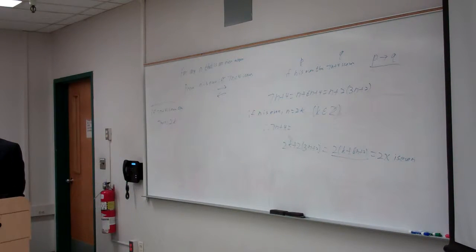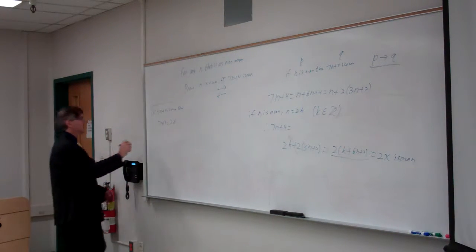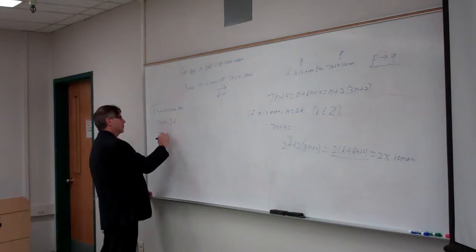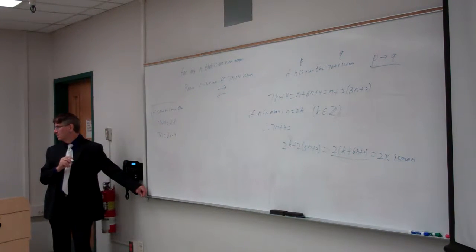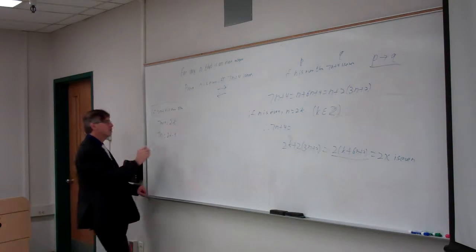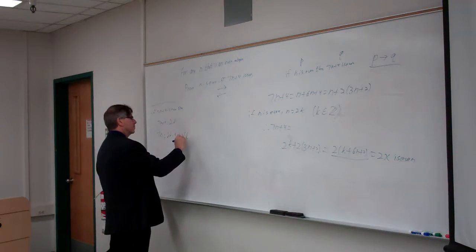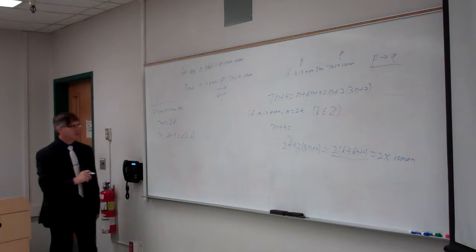Now where do we go from there? We can just start applying algebra at that point. Subtract 4 from both sides. So 7n is 2k minus 4. We can then factor out 2. So 7n is even.